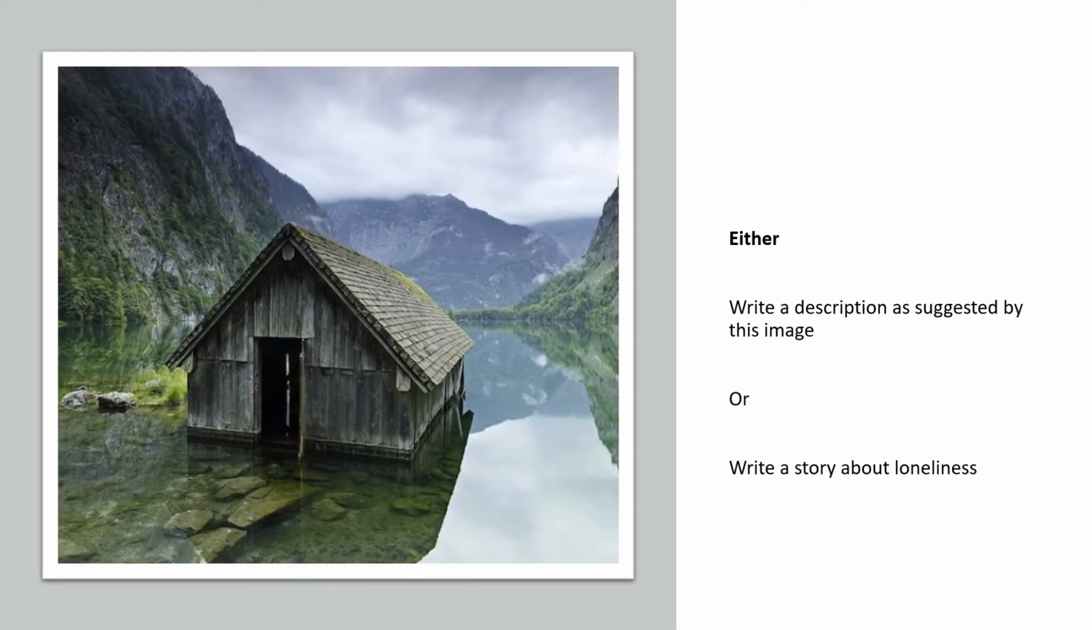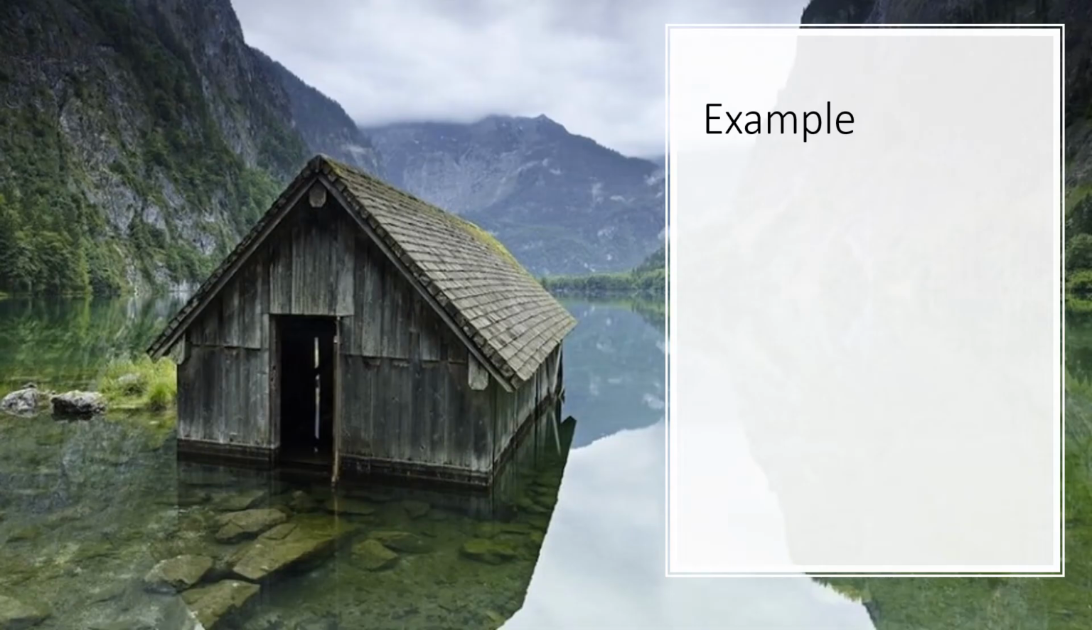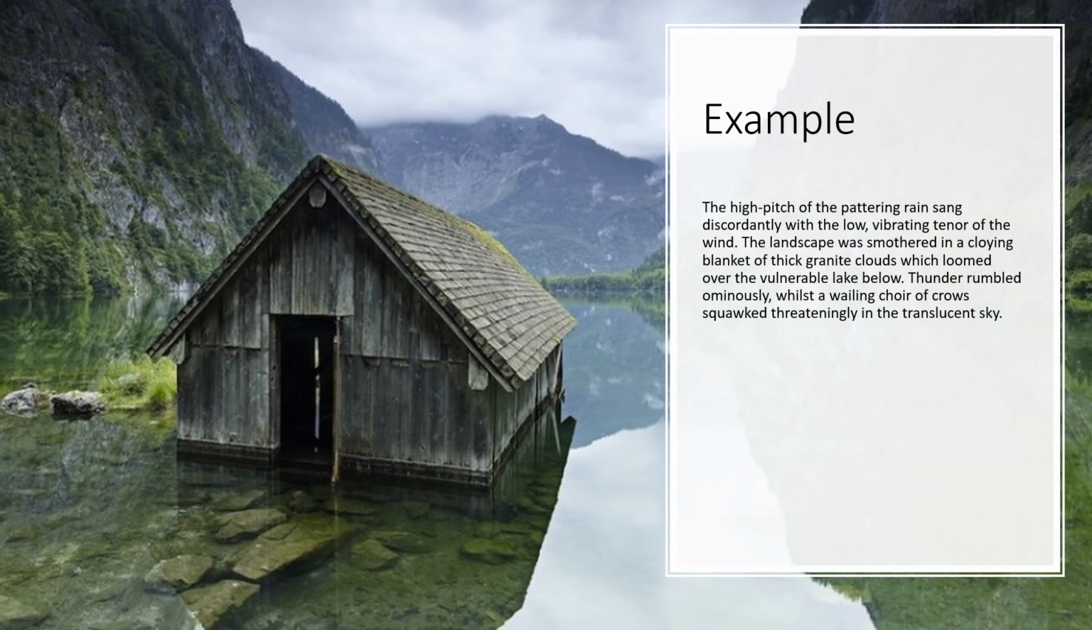So here's another image with the two options. Either write a description as suggested by this image, or write a story about loneliness. I'm going to go with the description as suggested by the image again. So here's the example. I'm going to start with the weather, and I'm going to personify the weather.